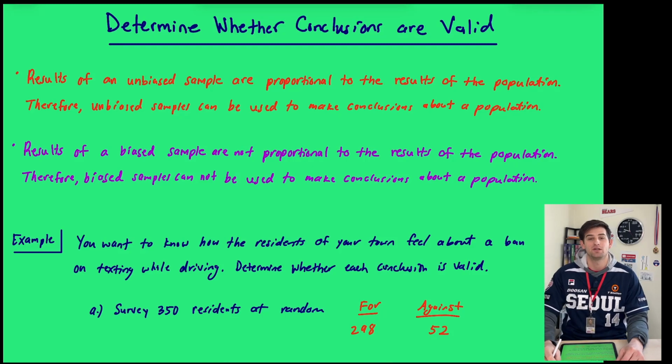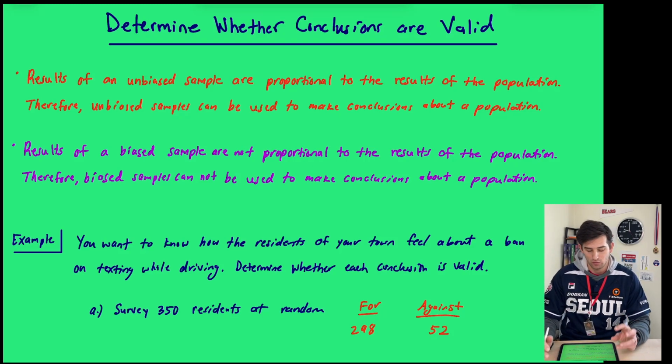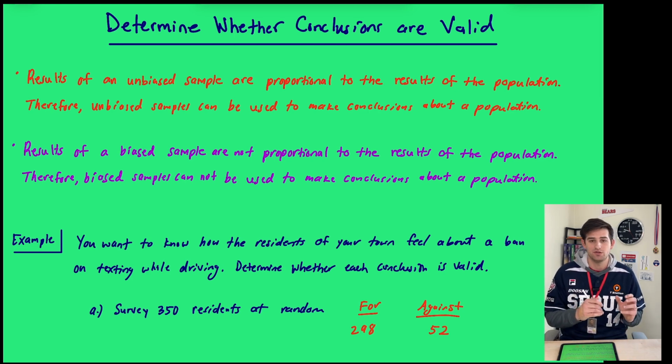Hello everyone, in this video we're going to talk about how we can determine whether conclusions are valid or invalid. So what are we going to get a conclusion from? We're going to get a conclusion from the results of a sample of a population that we have taken to make a determination about some kind of factor.